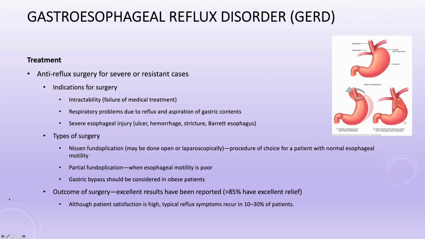And if a patient is severely obese and they're having significant GERD, you should really consider doing gastric bypass rather than just the Nissen fundoplication. And really, patients have pretty excellent outcomes with this. Greater than 80 to 85% have excellent relief. Typical reflux symptoms do tend to recur in about 10 to 30% of patients, but at this point they are usually managed well by the addition of PPIs.